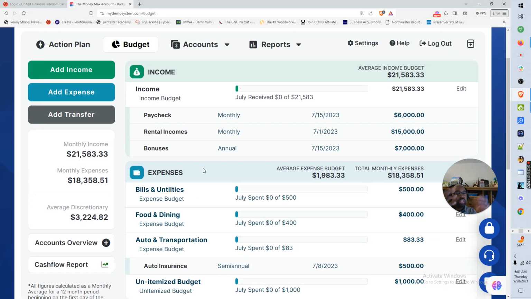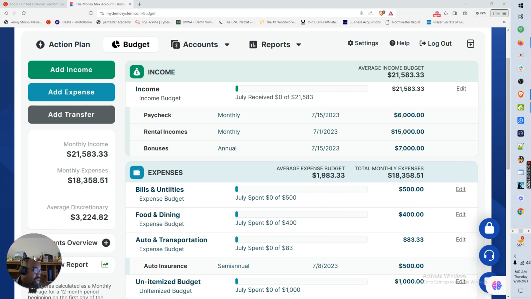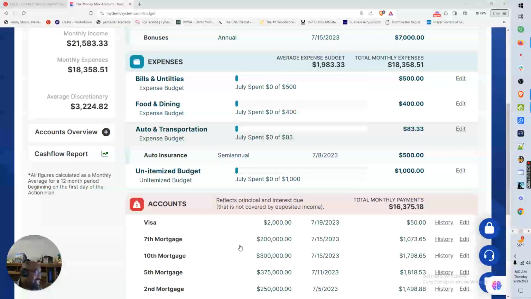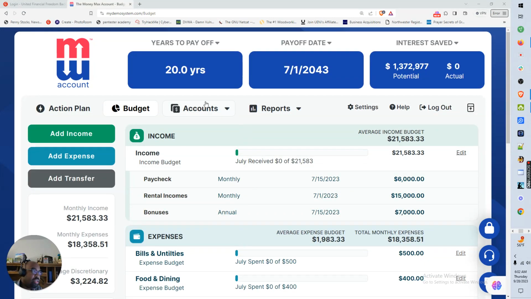Now, the question may come across, and you may ask yourself, well, how long is it going to take somebody to pay off not only 10 mortgages, but the credit card? How long is it going to take people? 20 years. 20 years. Not for one mortgage, for 10. Oh, and by the way, a Visa card.